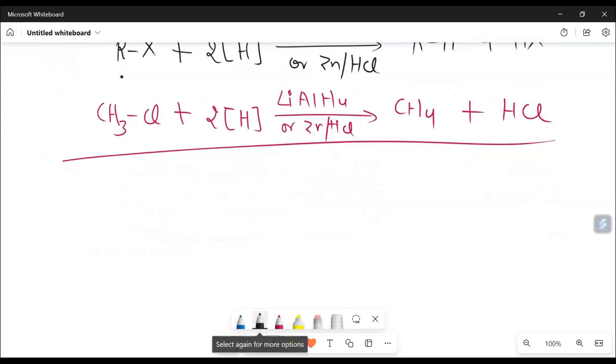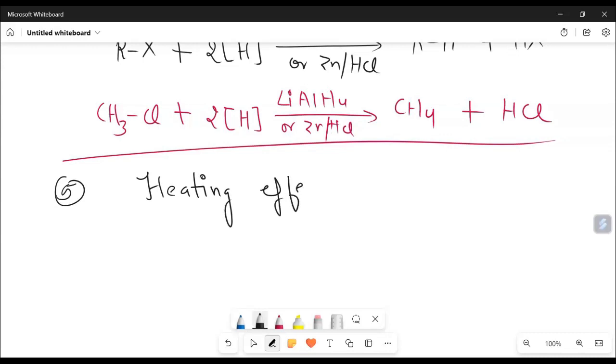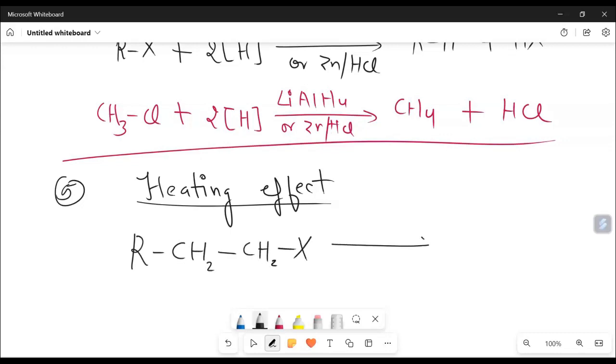The fifth reaction will be the heating effect of alkyl halide. Heating effect. In this reaction, mainly RCH2CH2X is heated at a temperature of 560 degrees Celsius or above. It will form an alkene basically, and HX will be removed.